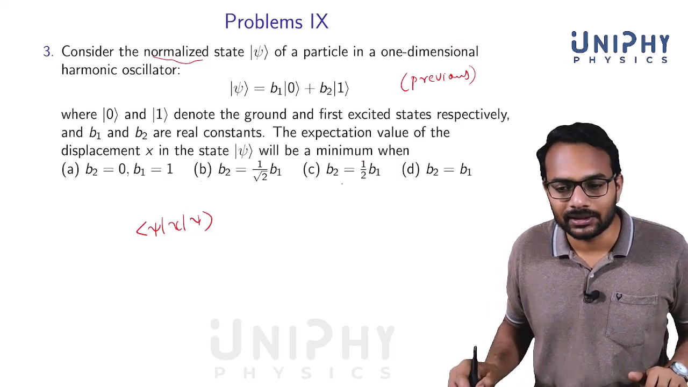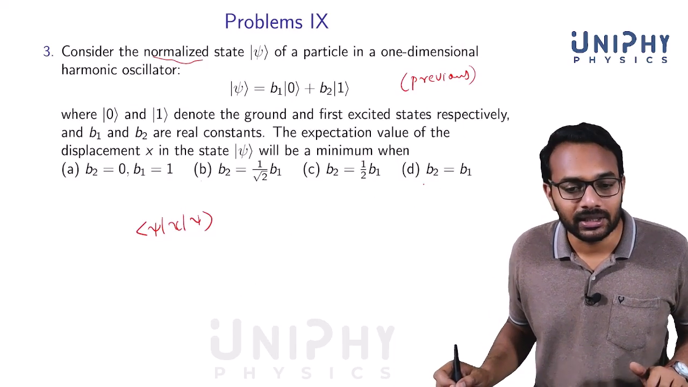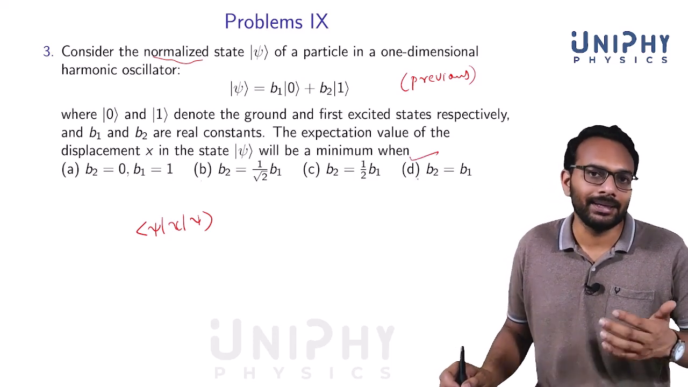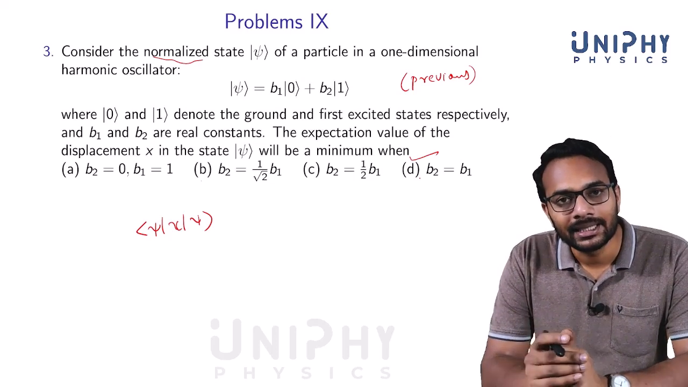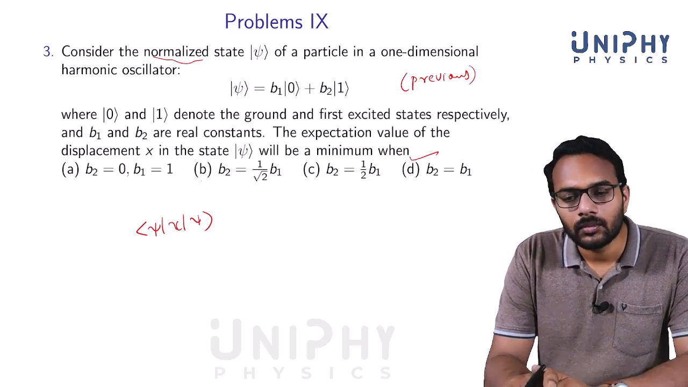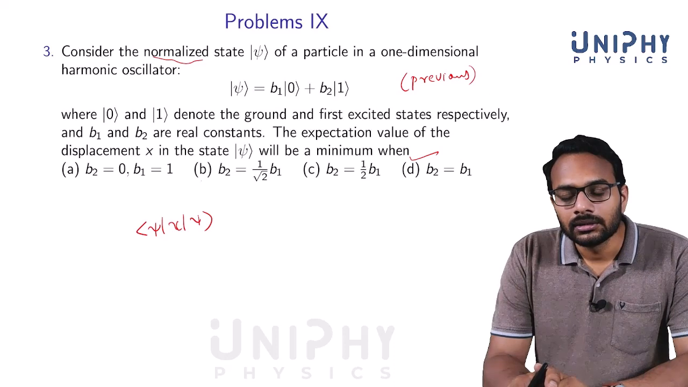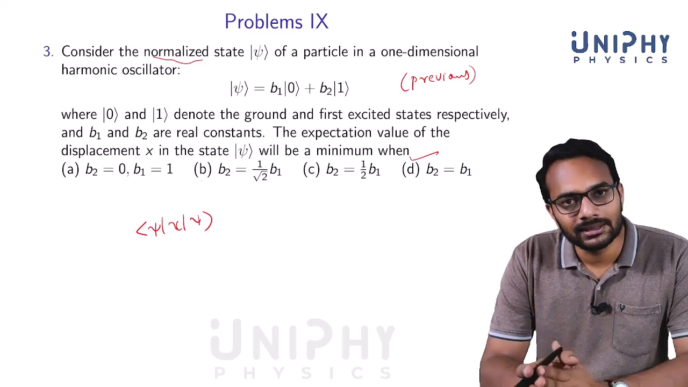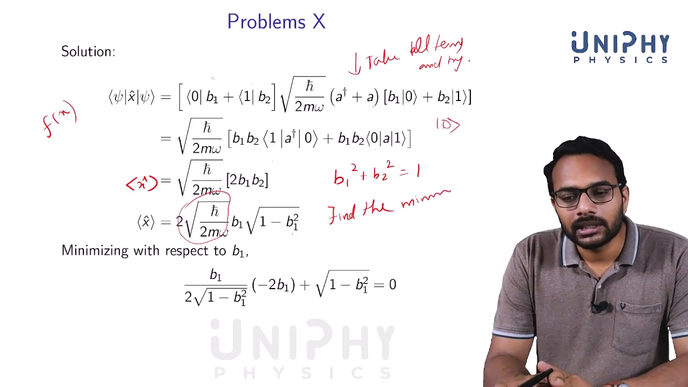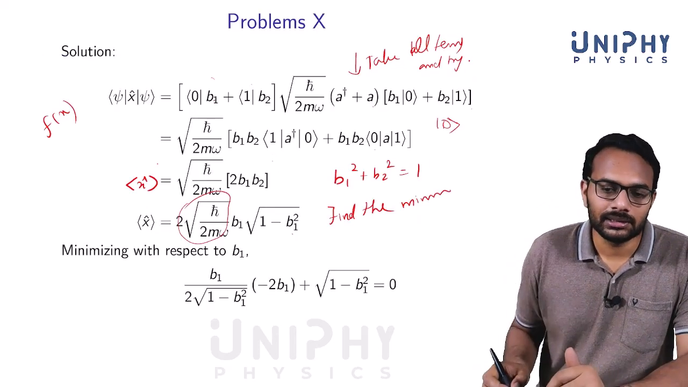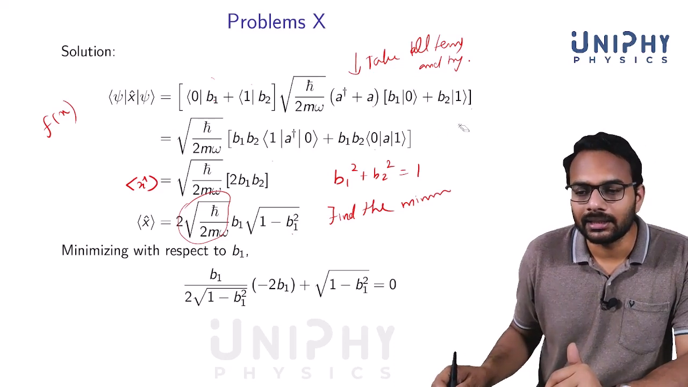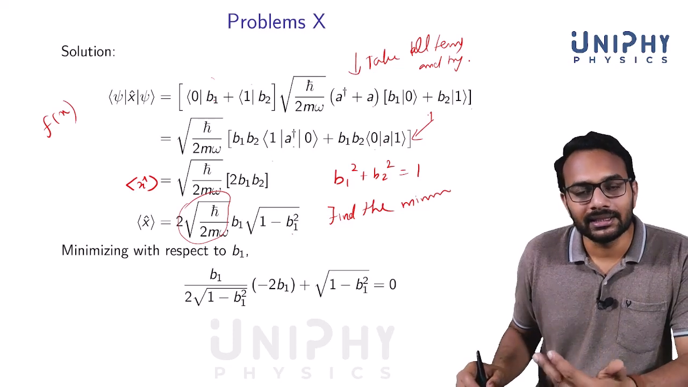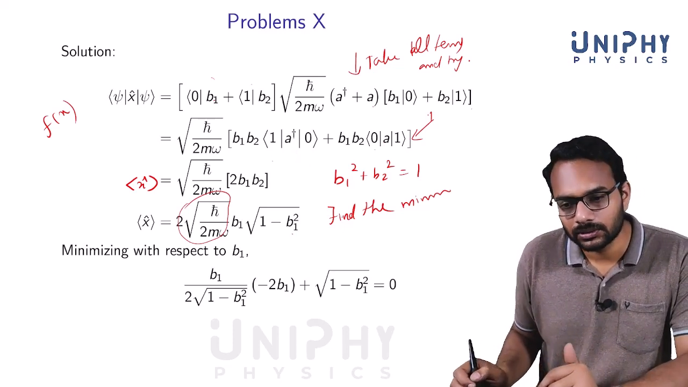You will see that such an option is there. Even though they haven't given the value for b1 and b2, they have given that b1 has to be equal to b2. So the best option here is option D. If b1 is b2, it's clear that it has to be 1 by square root of 2 because it's a normalized state. I hope that's clear. Just do this again and see if you are sure about the fact that these are the only non-zero terms.